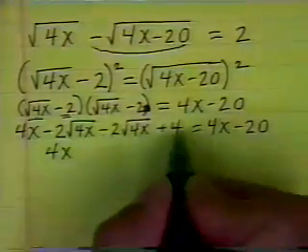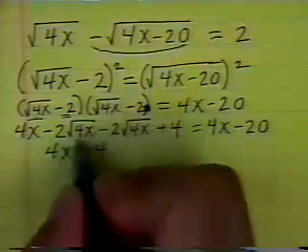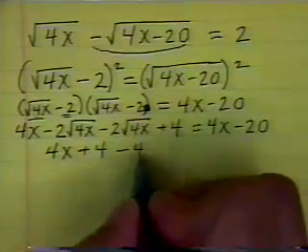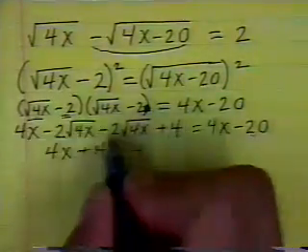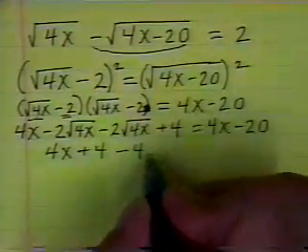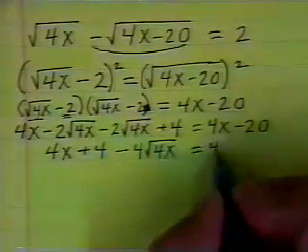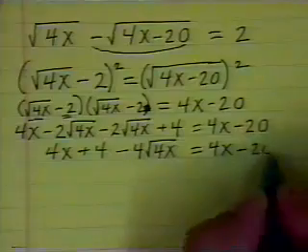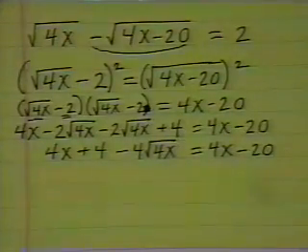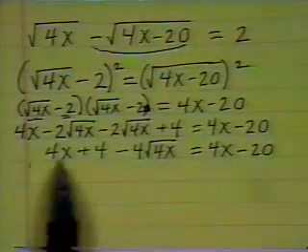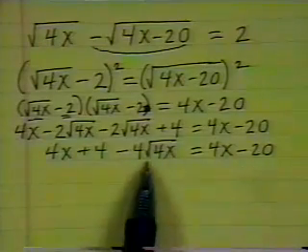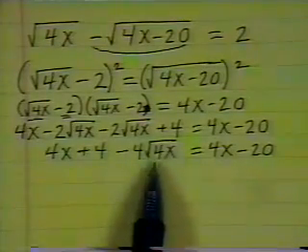I'm going to put my 4x and this positive 4 first, and then I have a minus 4 of those. We have two of them, two negative 2 square roots of 4x. After combining, we get negative 4 square roots of 4x. On the right-hand side, we still have a 4x minus 20. Now, it looks like we're down to, believe it or not, a single radical equation at this point. So we isolate the single radical.